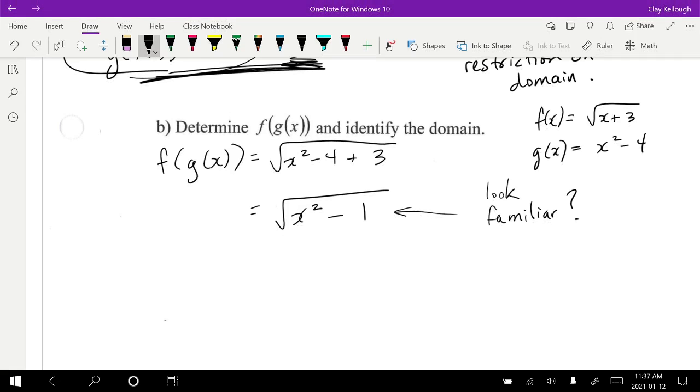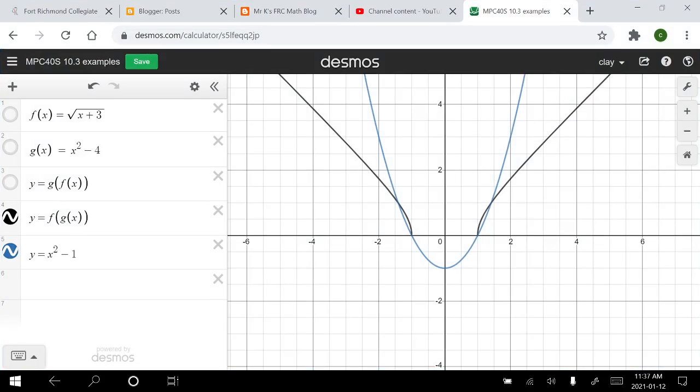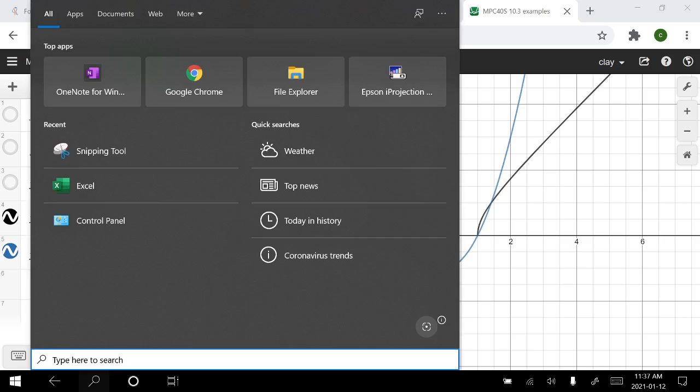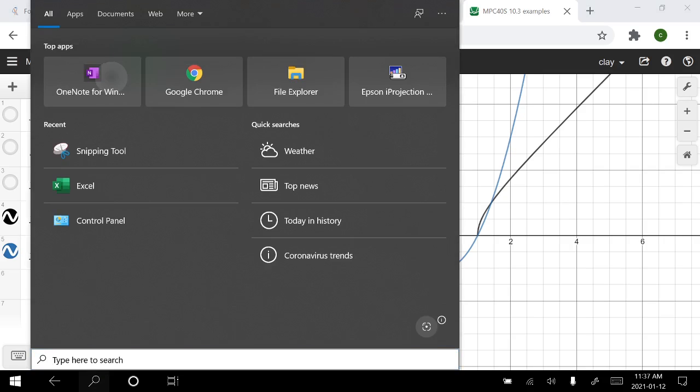So basically, this thing can't exist between, hop back to Desmos for a second just to make sure that kind of makes sense to us. This thing can't exist between the x-intercepts of x squared minus 1. So, oops, I hit the wrong button. That's better.